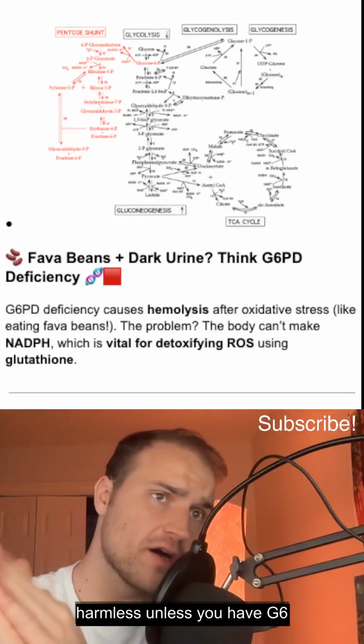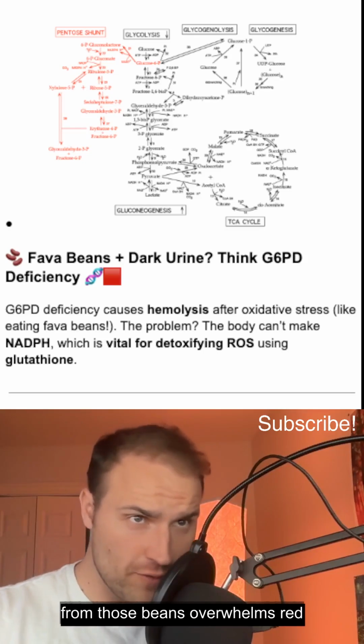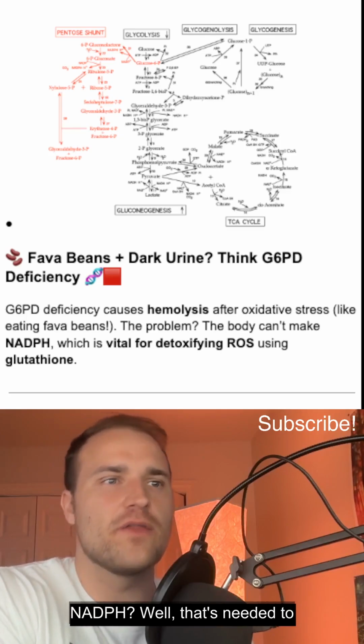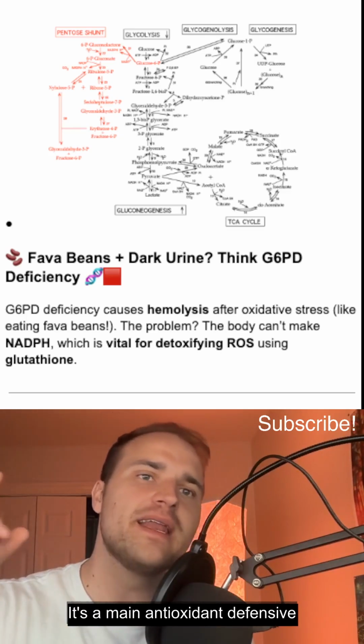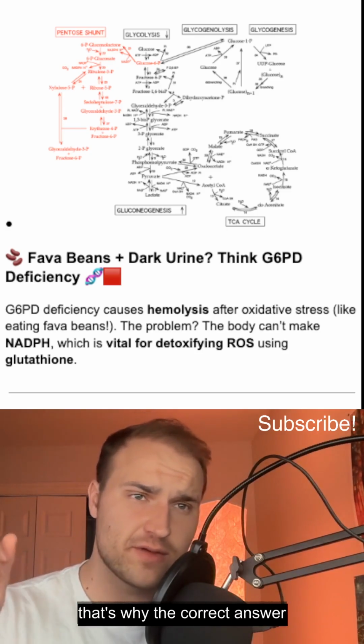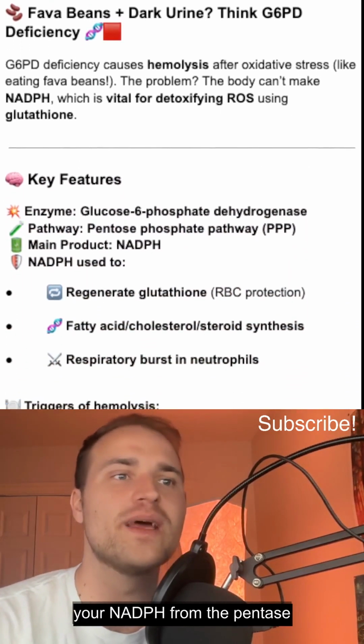Eating fava beans can be harmless unless you have G6PD deficiency. In that case, oxidative stress from those beans overwhelms red blood cells that lack NADPH. That leads to hemolysis. Why NADPH? Well, that's needed to regenerate glutathione. It's a main antioxidant defense of red blood cells. Without it, your cell membranes are going to break down, and that's why the correct answer is going to be glutathione reduction. It's a key role for your NADPH from the pentose phosphate pathway.